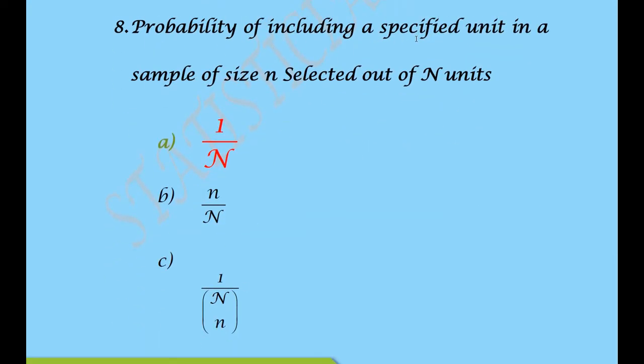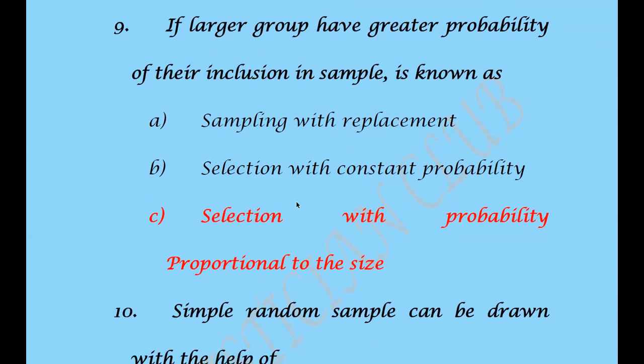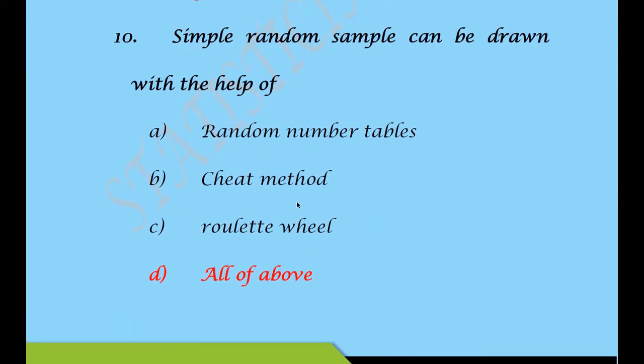Probability of including a specified unit in a sample of size n selected out of capital N units. Probability of including a specified unit, the occurrence of specified unit out of capital N units is 1 over capital N. Right answer is. If larger groups have greater probability of their inclusion in the sample, it is known as sampling with replacement, sampling with constant probability, selection with probability proportional to the size. Simple random sample can be drawn with the help of random number table, cheat method, roulette wheel. All above, these all methods are used for the selection of simple random sample.